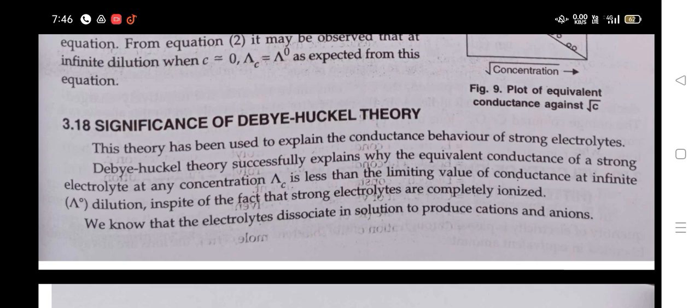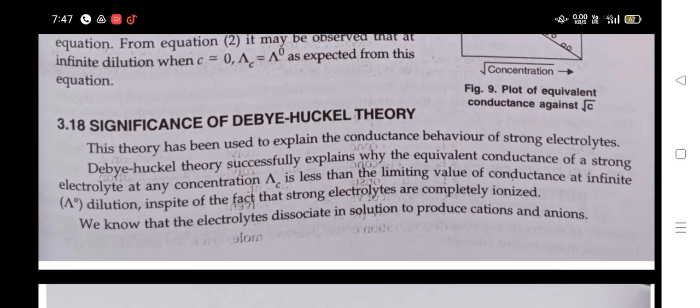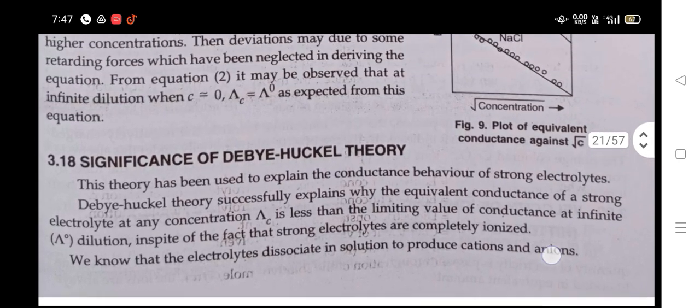Significance of the Debye-Huckel theory. This theory has been used to explain the conductance behavior of strong electrolytes. The Debye-Huckel theory successfully explains why the equivalent conductance of a strong electrolyte at any concentration, lambda_c, is less than the limiting value of the conductance at infinite dilution, in spite of the fact that strong electrolytes are completely ionized. We know that the electrolyte dissociates in solution to produce cations and anions.